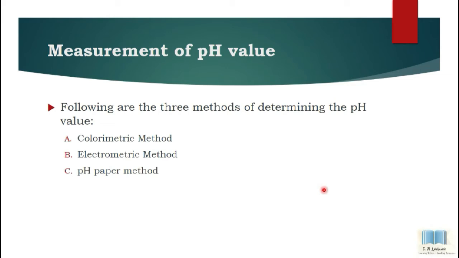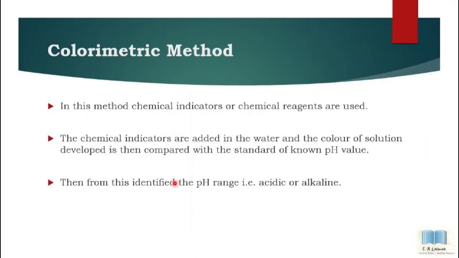Then the next point is measurement of pH value. Following are the 3 methods of determining the pH value. First is the colorimetric method, second is the electrometric method, and third is the pH paper method. First we will see the colorimetric method. In this method, chemical indicators or chemical reagents are used.